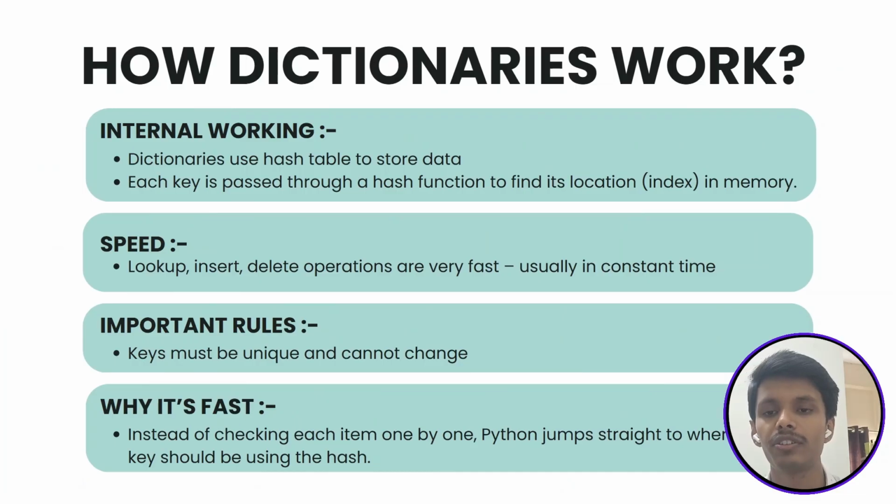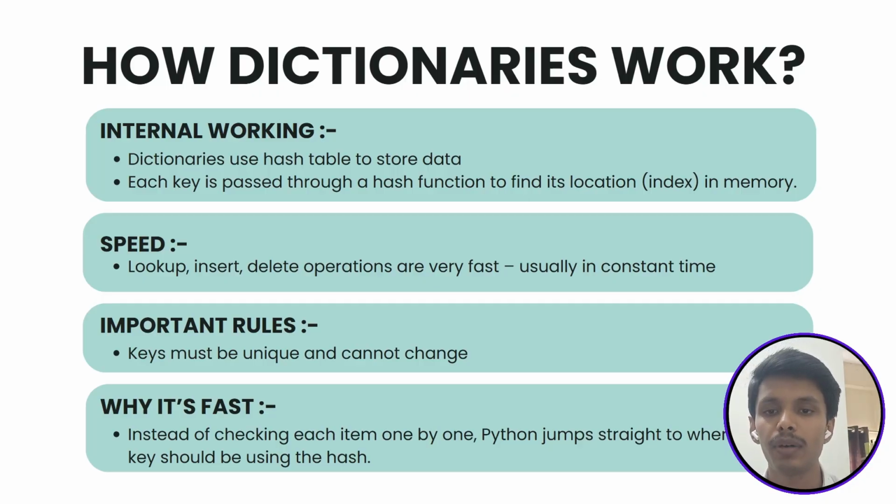Now we see how dictionaries work. Dictionaries use hash tables for storage. That's why there is a hash index which helps in fast lookups, insertion and deletion. It usually uses constant time, or big O of 1 time complexity.